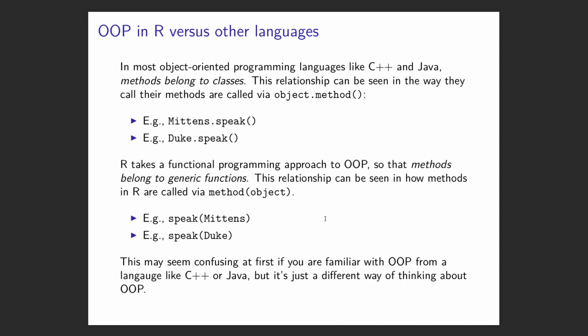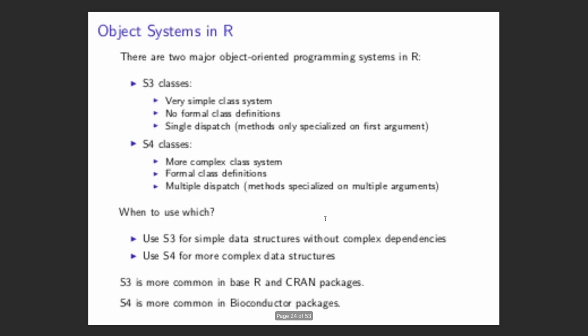R takes a different approach. It takes a more functional programming approach to object-oriented programming. So the methods actually belong to the generic functions, so the way we would call any function in R is we call the generic function speak and give it an object of class cat or an object of class dog, and it will go find the appropriate speak method for cats or dogs. If you're coming from C++ or Java or are very used to some other object-oriented programming system, this might seem a little bit confusing at first, but it's just a different way of thinking about object-oriented programming. Any questions on that in general?